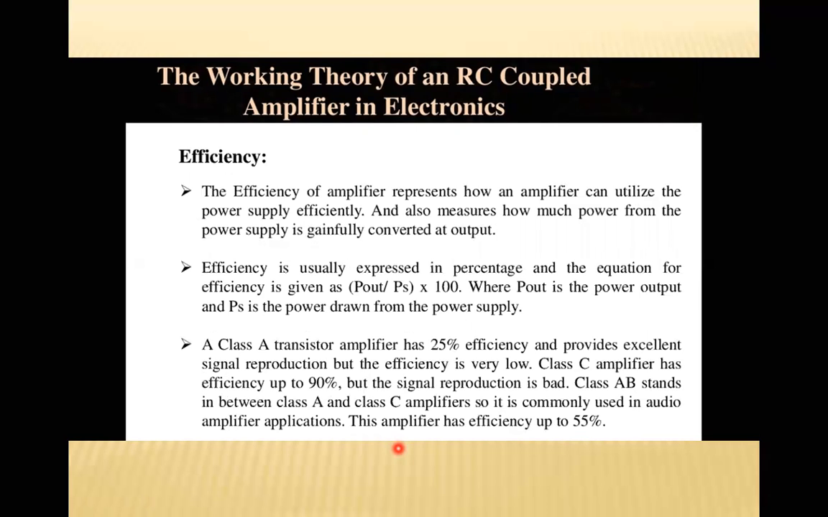What about the efficiency? The efficiency of an amplifier represents how well an amplifier can utilize the power supply, and measures how much power from the power supply is gainfully converted to output. Efficiency is usually expressed as a percentage, and the equation for efficiency is P out by P S into 100, where P out is the power output and P S is the power drawn from the power supply.